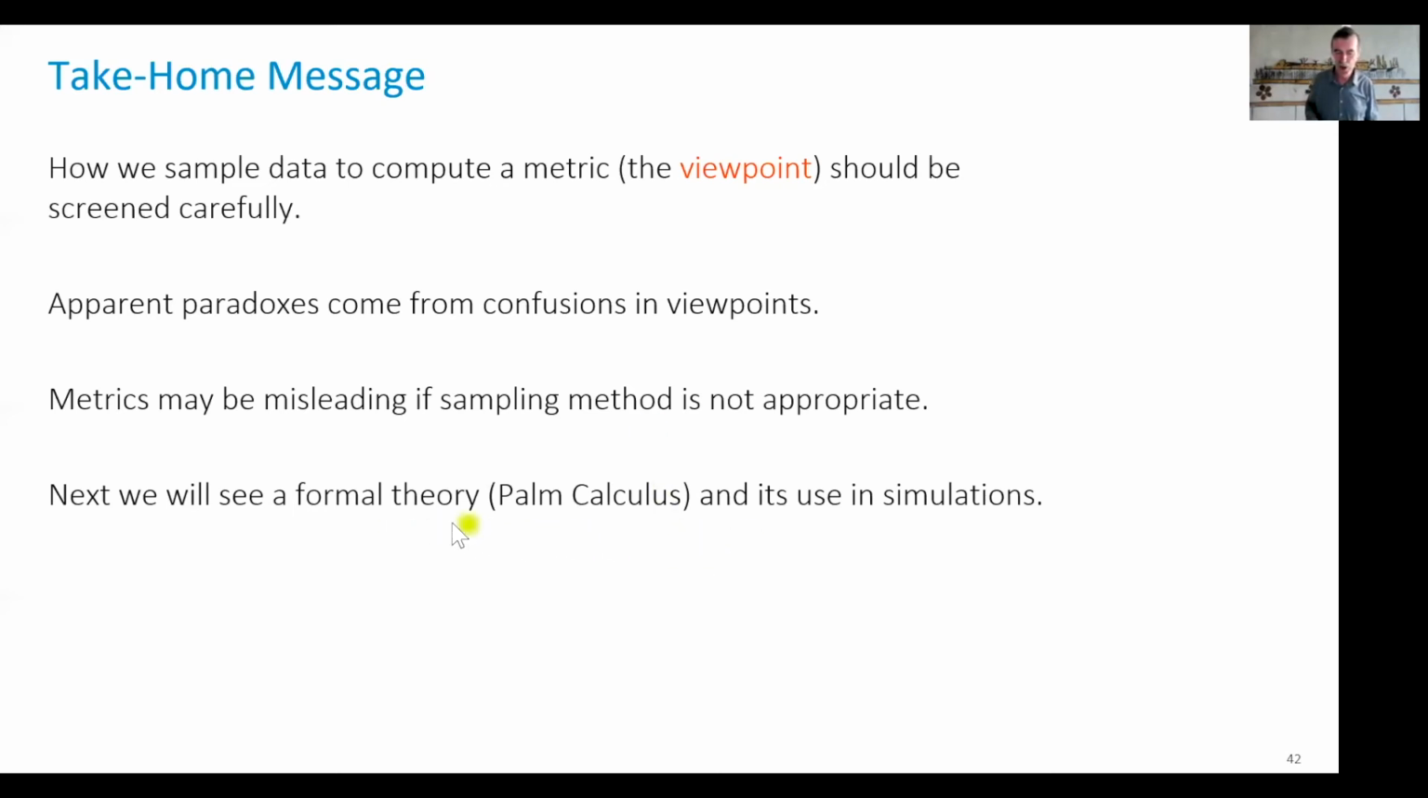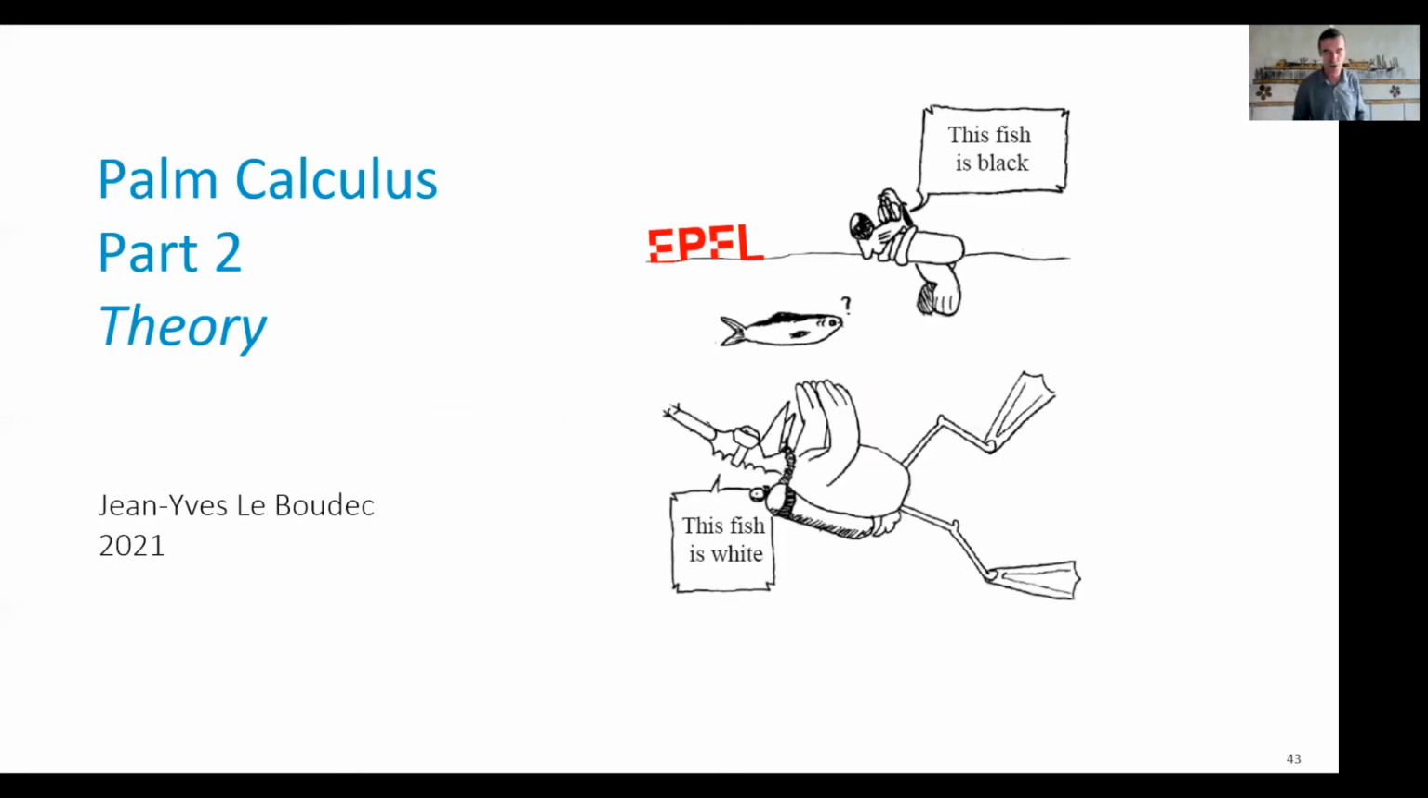What we will do now is see how we can facilitate our task by doing what is called Palm calculus, which is a set of methods that are a bit more formal than what we saw, to give systematic changes of viewpoints. And surprisingly, we'll see that it also has an important impact in simulations that we have done, for example, of the random waypoint.